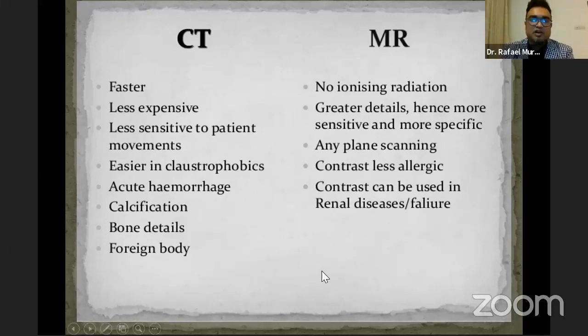So CT scan and MRI. The good points of the CT scan are that it is faster, less expensive, less sensitive to patient movements, and easier for claustrophobics.